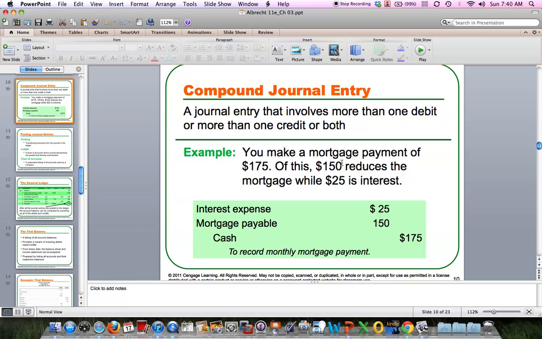Also, we're paying off part of the loan. As I repay the principal of a loan, that reduces my liability. So I'm debiting mortgage payable. I'm reducing how much I owe the bank, and then I'm crediting cash. I am paying an asset, giving up the asset cash, and now I have less cash, less asset. So expenses go up with a debit, liabilities go down with a debit, and assets go down with a credit. And finally, I've got my brief explanation at the bottom.